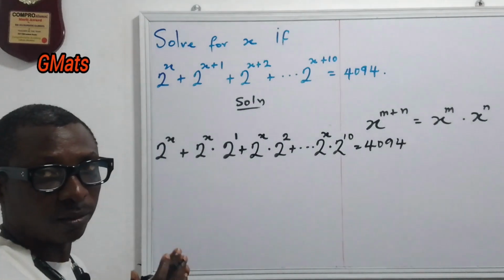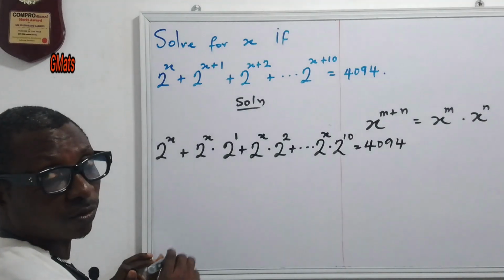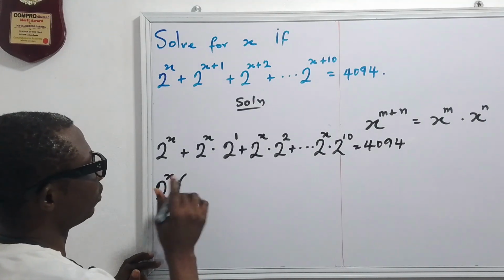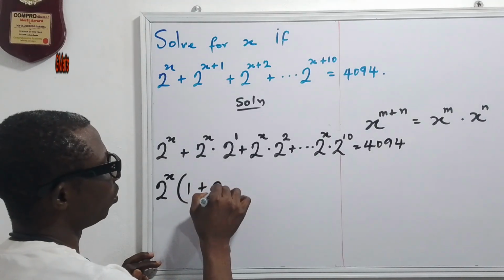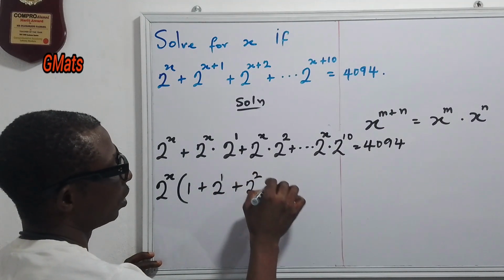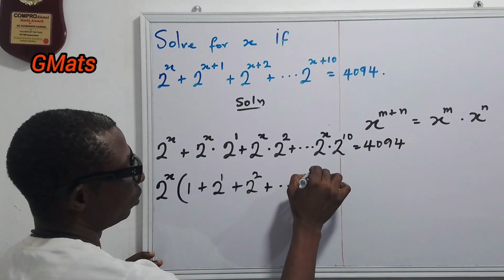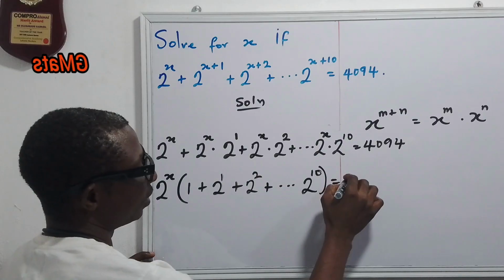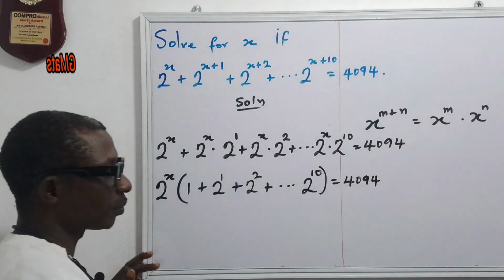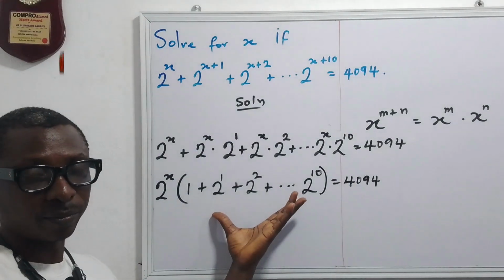Okay, so now let's look at the left hand side. We'll find the greatest common divisor, the GCD. All right, so the GCD is 2 raised to the power of x. So let's bring that out. Okay, so we have 1 plus 2 raised to the power of 1, plus 2 raised to the power of 2, and so on, down until we have 2 raised to the power of 10, and that equals 4094.